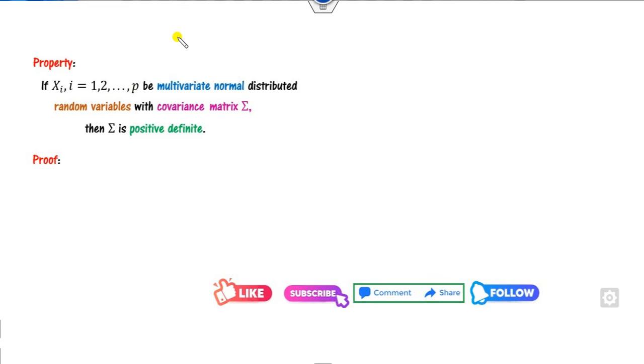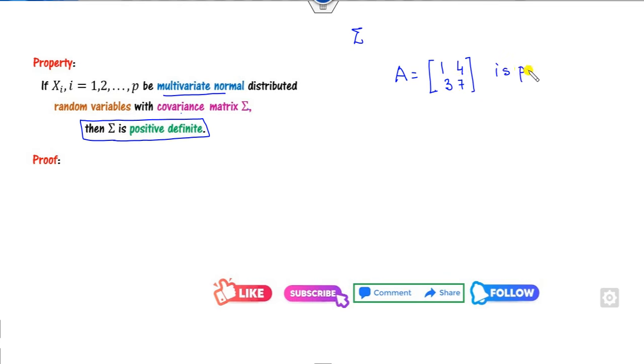Second property: if Xi is multivariate normal with covariance matrix sigma, then prove that sigma is positive definite. What is the meaning of positive definite? If I say my matrix is [1, 4; 3, 7], for example, is it positive definite? How can you check that?